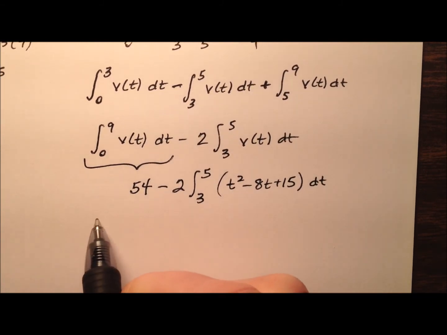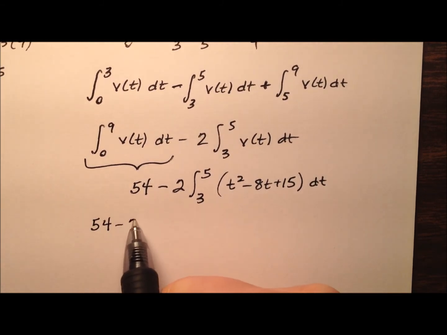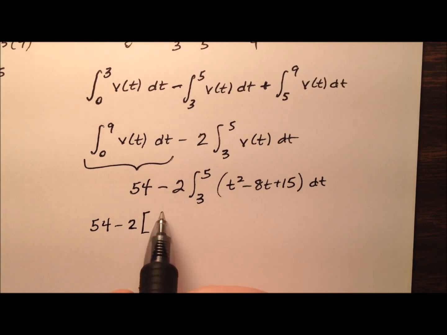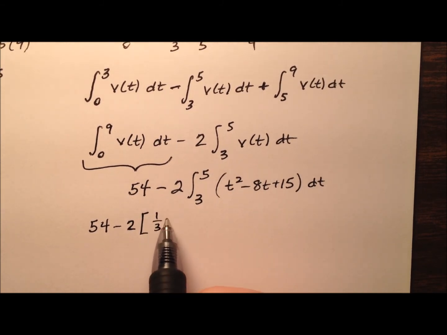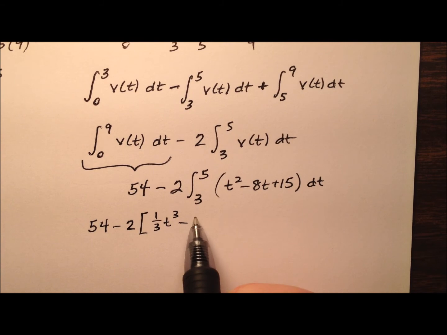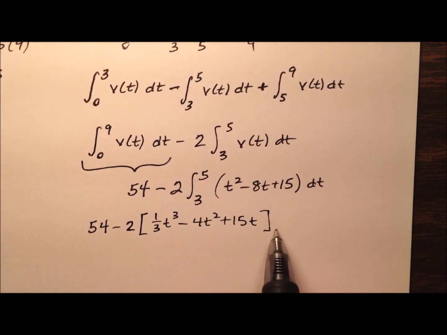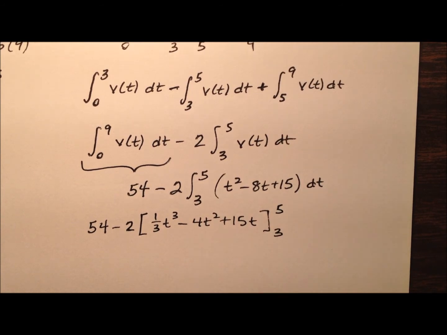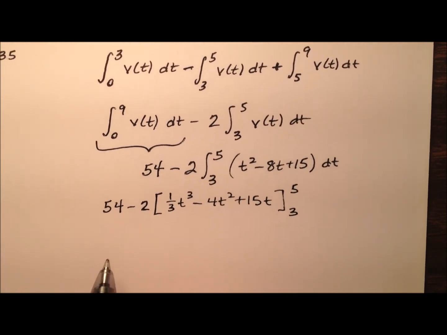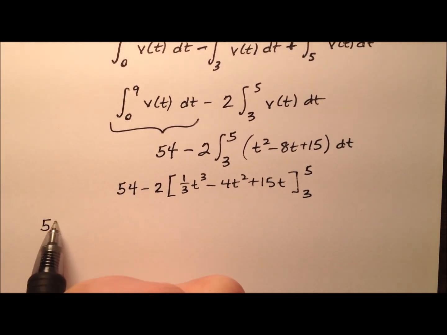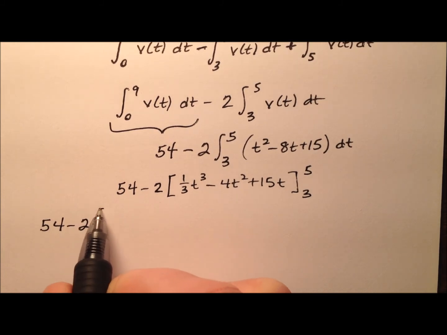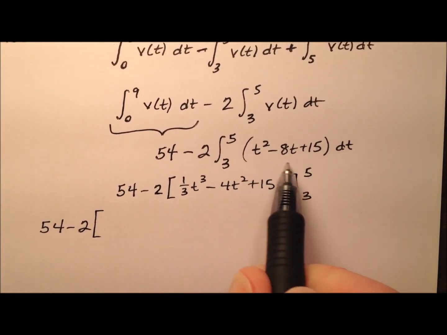Okay, so 54 minus 2 times... And we'll do the integral just once more. Right here is what this is, the t, and we'll do from 3 to 5. So we'll do 5 first. Let me make some room here. So 54 minus 2 times... Okay, let's plug 5 into all these.